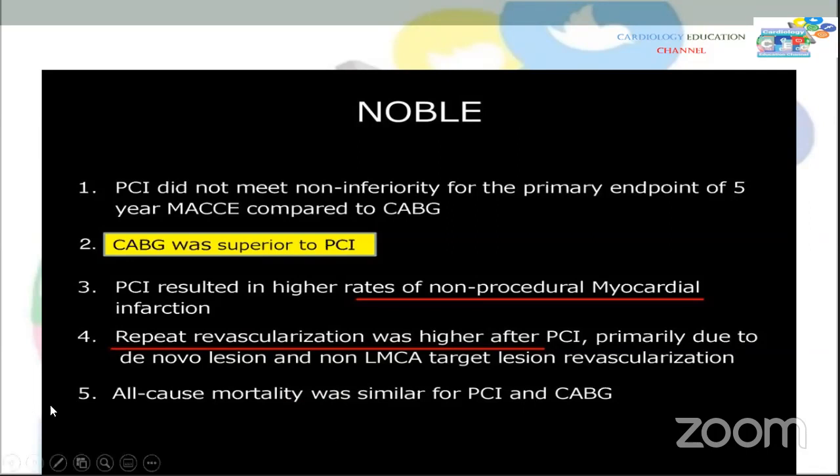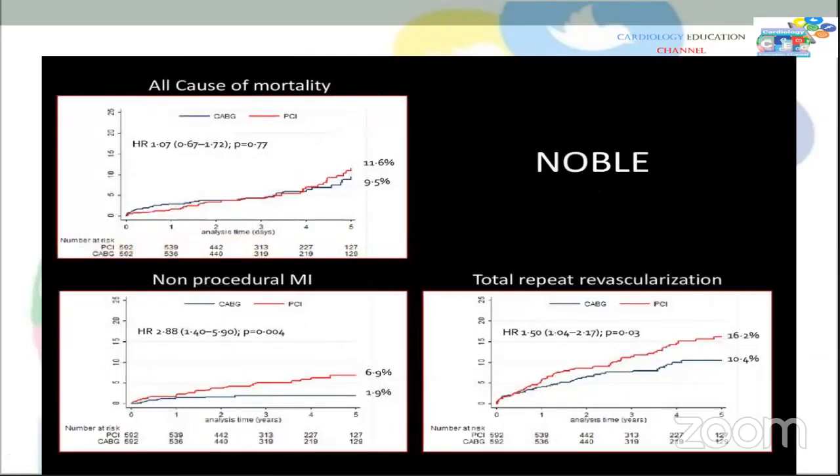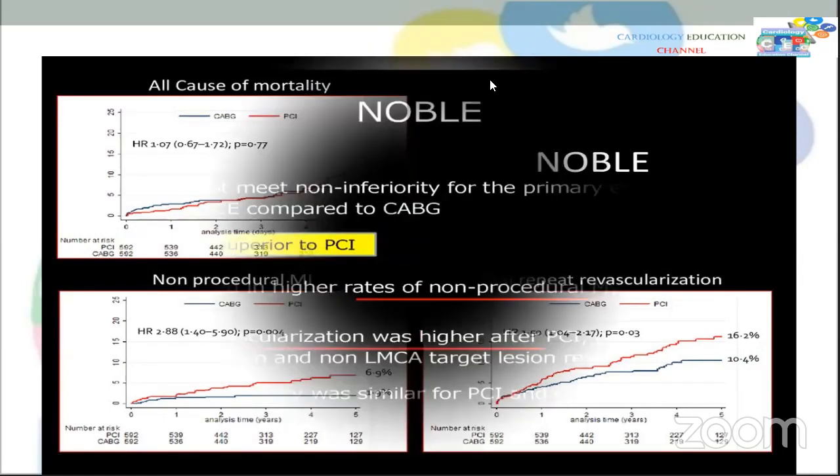And also point number 5, the all-cause mortality was similar between both PCI and CABG. It was 11.6 in the PCI, 9.5 in the CABG. It was non-significant. The non-procedural MI was 7% in the PCI, 2% in the CABG. The repeated revascularization was 16.2% in the PCI, 10.4% in the CABG.